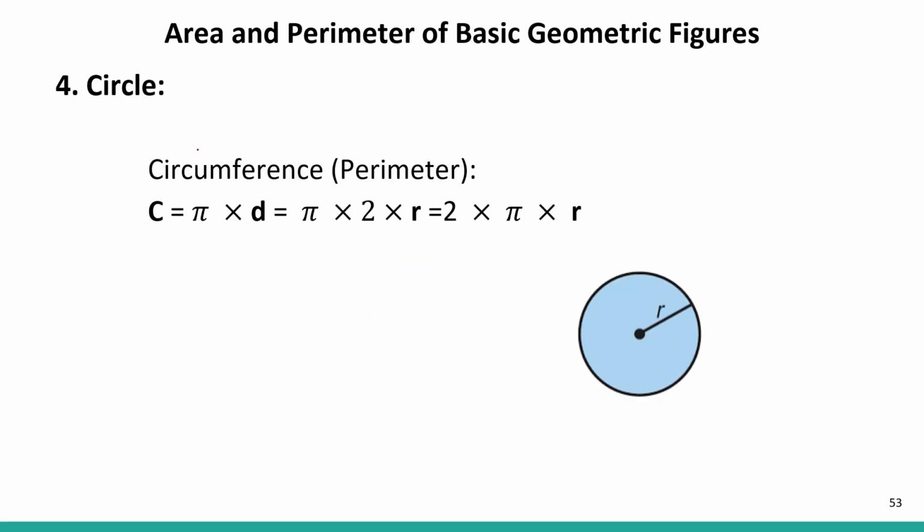So you can also evaluate the circumference of the circle. It is 2 pi R, and 2R is equal to D, right? So we can also tell that C is equal to pi D, or 2 pi R.